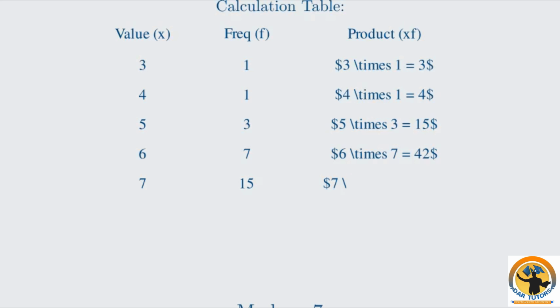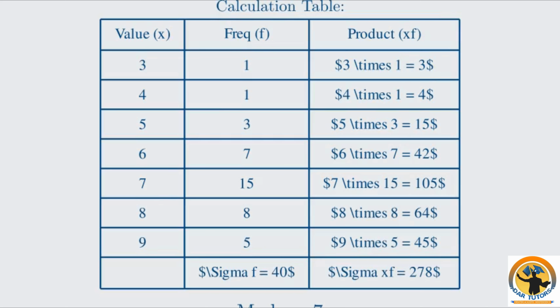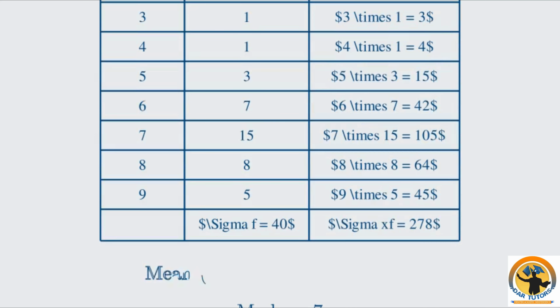To calculate this, we add a third column to our table, the product column, which is x times f. For each row, we multiply the value x by its frequency f. For example, for the value 7, which has a frequency of 15, the product is 15 times 7, or 105. Finally, we sum the product column and divide by the sum of the frequency column. The sum of the frequencies, sigma f, is 40. The sum of the products, sigma xf, is 278, so the mean is 278 divided by 40, which is 6.95.